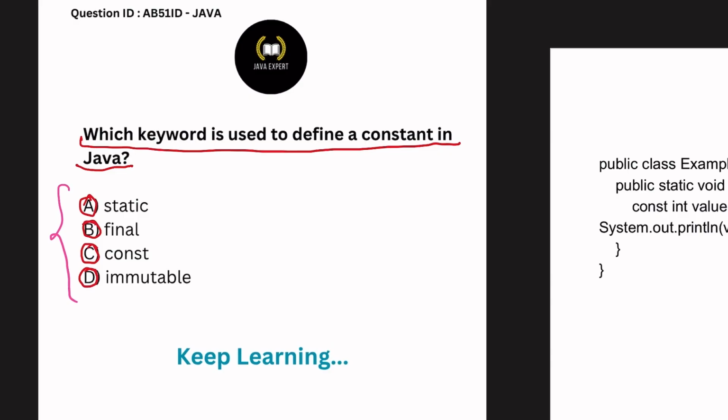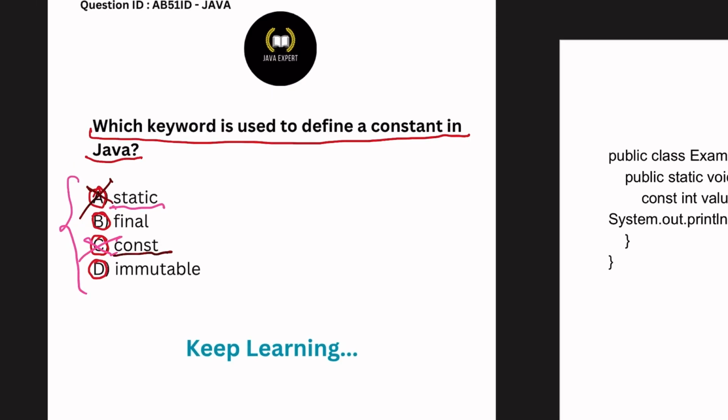Let's check option A first. Option A is static. Static is used to define class level members. So that is why option A is wrong. Okay, let's check option C, const. Const is a reserved keyword in Java but not used to define a constant in Java. So that is why option C is wrong.